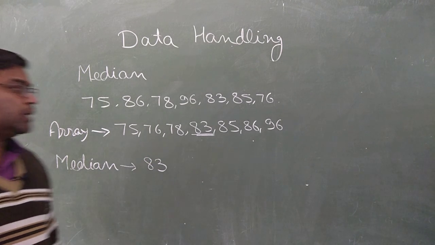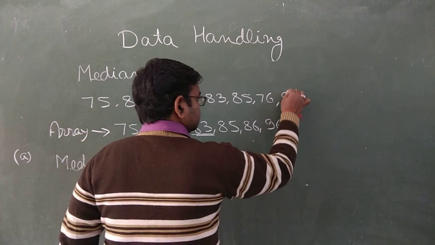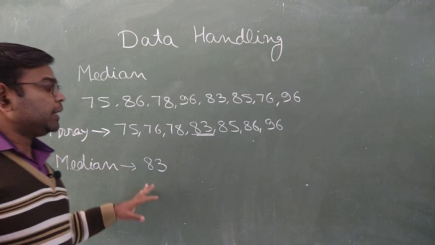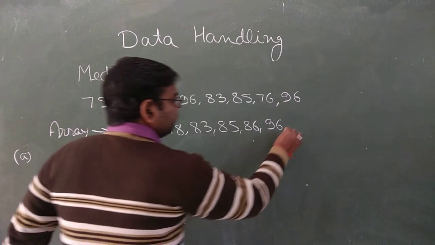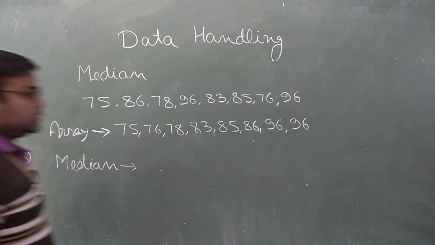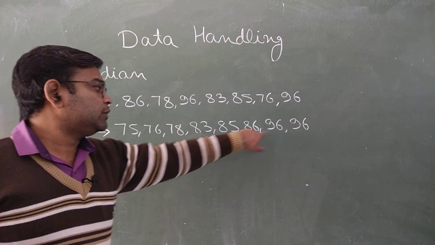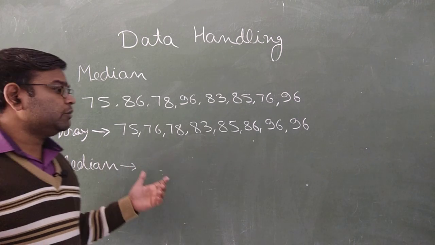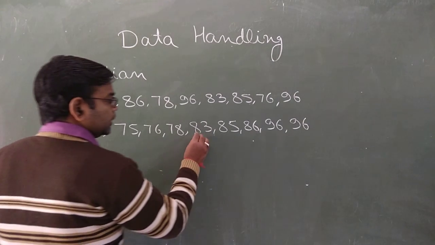Suppose in this case we have one more 96. This is a new one. If we have one more 96, then whenever we arrange these data in array format, we have this array. If we count, now this collection of data is even. There are 8 data, so it's even. In this case, we don't have any number exactly at the middle. So we take a collection of 2 objects.